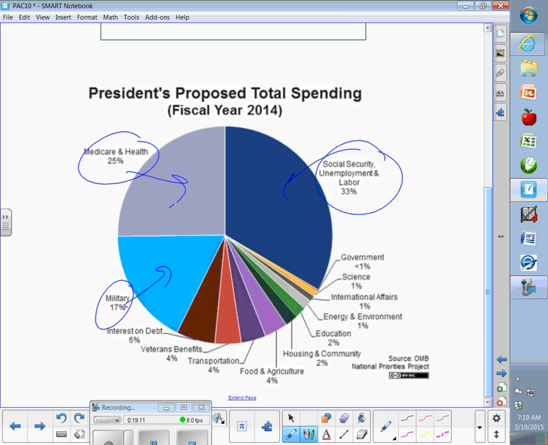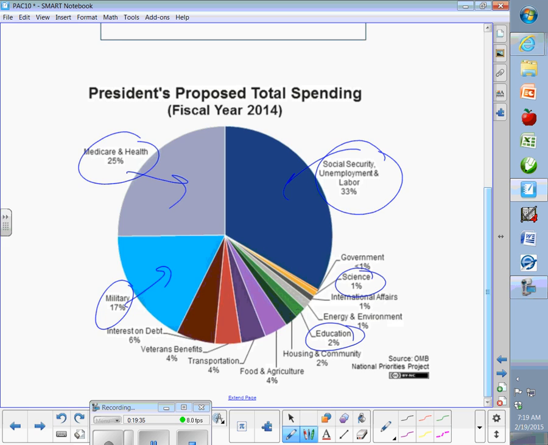Medicare and health, 25%. Unemployment, Social Security, 33%. You can see all the other pieces there of the pie, right? That's the idea. How much do you get? Science here, 1%. And you get an idea. Education, 2% of the budget. All right? President's proposed total spending fiscal year 2014.